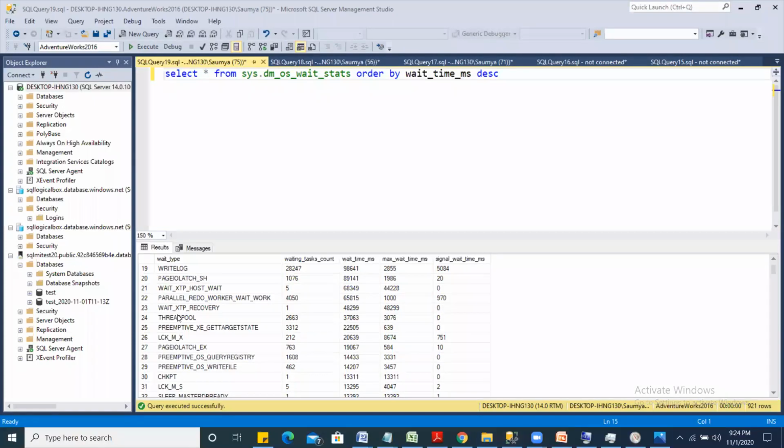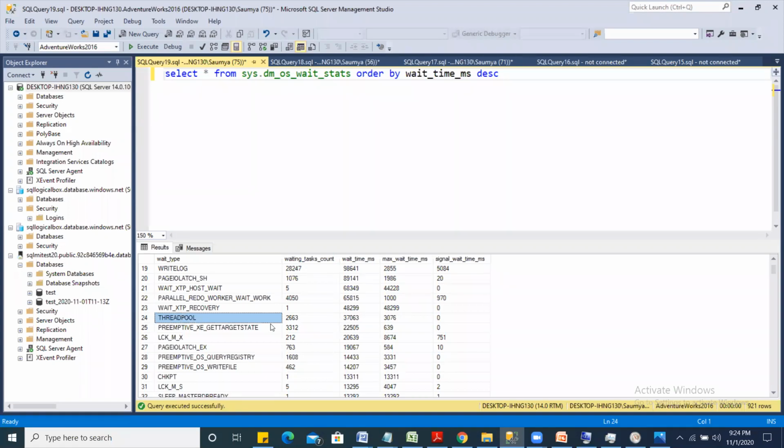Thread pool wait, I see one of the waits here. Let us discuss this first. What is thread pool wait? How is it related to high CPU utilization, right? Or sometimes when queries are timing out, you will see high wait for thread pool. Thread pool wait denotes thread pool starvation in SQL Server.